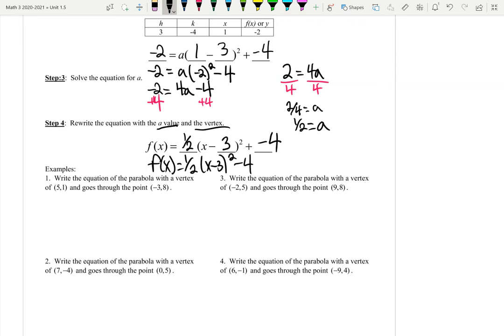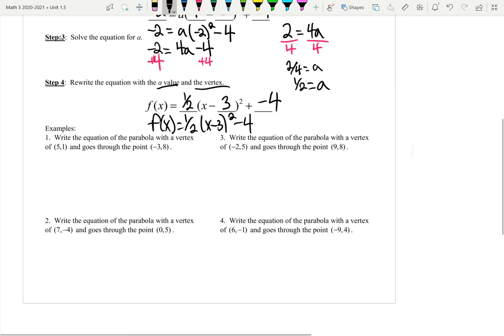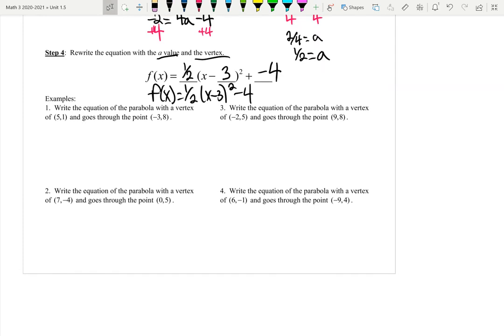All of these problems will be similar. Notice how we have to solve an equation to generate the a value. We can no longer just make it up. In the past, we've been given the flexibility. But when they tell us a specific point, this causes the a value to be a specific number. Let's go ahead and do one more.